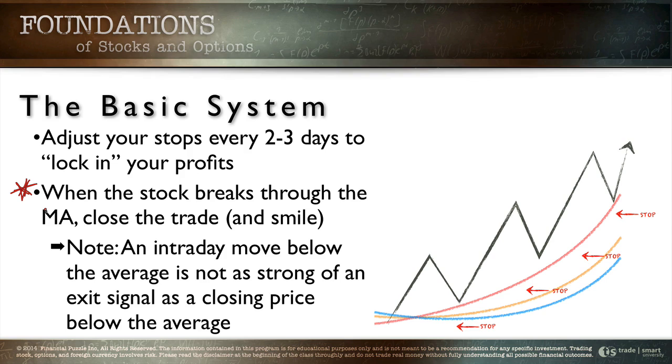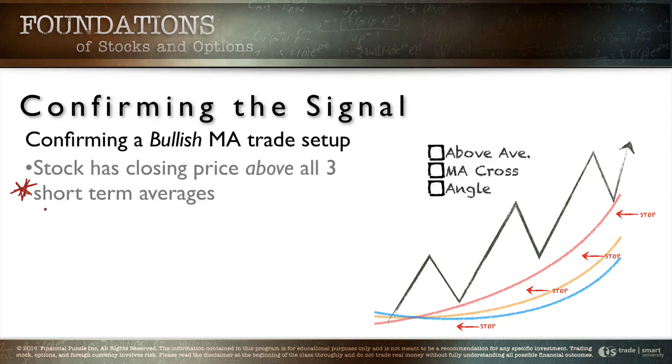Now, you might make a note. Intraday, you might have some moves below an average, and that's not nearly as strong as an exit signal at the closing price. Okay, so what I'm trying to say is if the stock intraday moves below an average, it's not the end of the world. But if it closes below the average or closes above it, that's a much bigger deal, and you want to pay attention to those things. Okay? Now, let's talk about the confirmations.